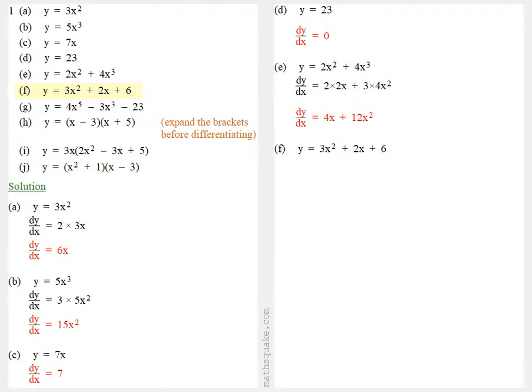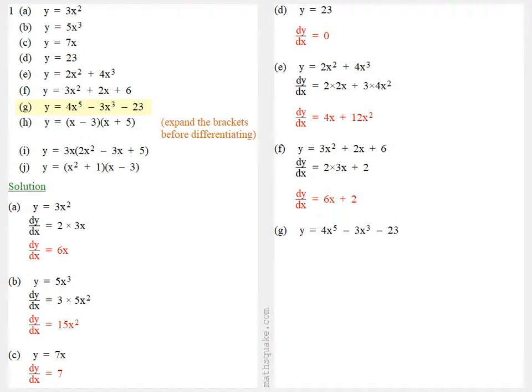In question F, we have y equals 3x squared plus 2x plus 6. So when we differentiate, we get dy by dx equals, now the first term, power 2 comes to the front and is reduced to power 1. So that's 2 times 3x to the power 1. In the second term, 2x differentiates to 2, and the number term at the end disappears. So we're left with 6x plus 2.